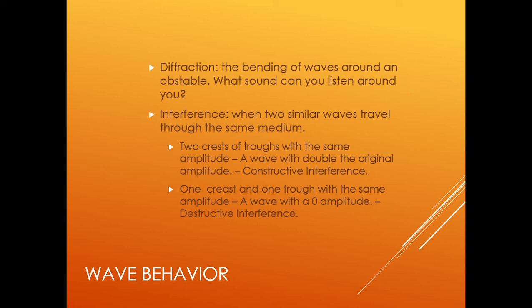Then we have another important situation, which is when one crest and one trough with the same amplitude are affecting each other. So remember that a crest is the maximum height that a wave can achieve at the top, and the trough is the lowest part of the wave. So basically, we're analyzing this one. The crest is at the top and the trough is at the bottom. When they interact with each other and they are pretty similar, they are going to create a wave with a zero amplitude. And we know this phenomenon as destructive interference.